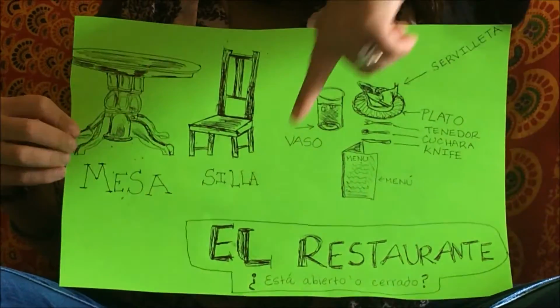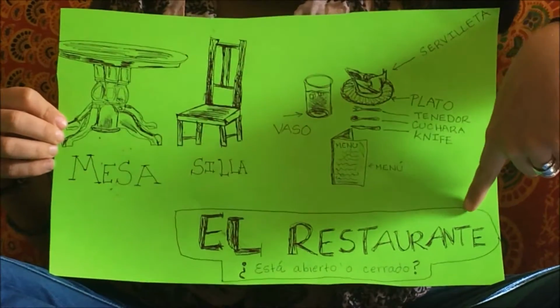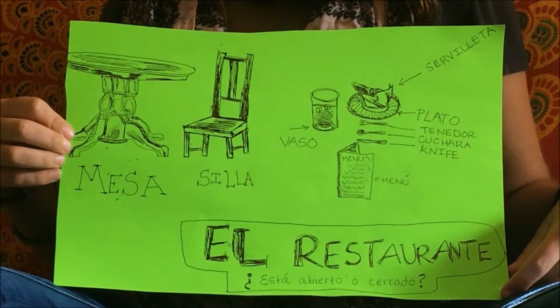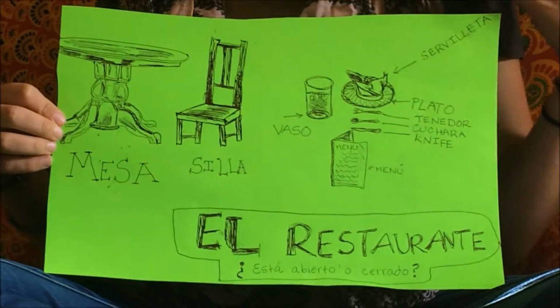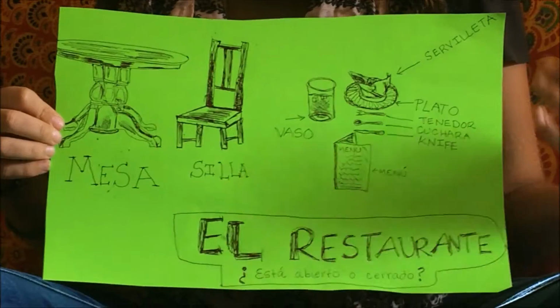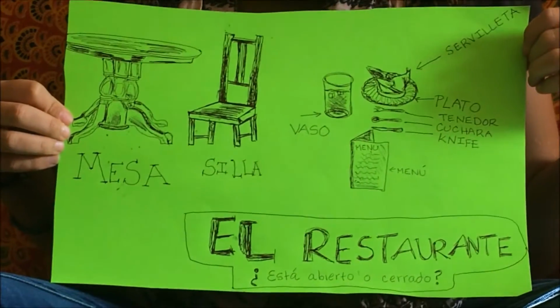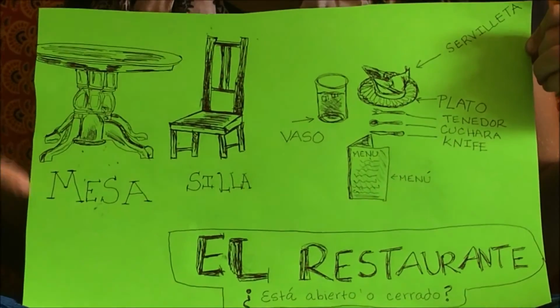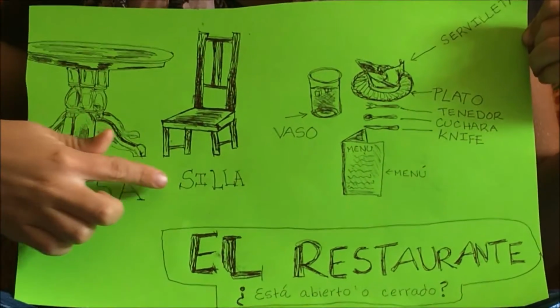Alright, so the first part is knowing the parts of the restaurant itself. So we have the title of the restaurant, El Restaurante. And then we also need to know when we approach a restaurant is it open? ¿Está abierto? Or is it closed? ¿Está cerrado?